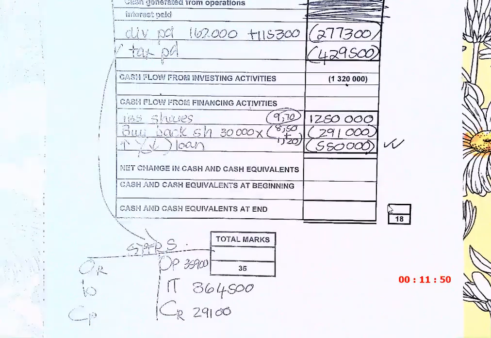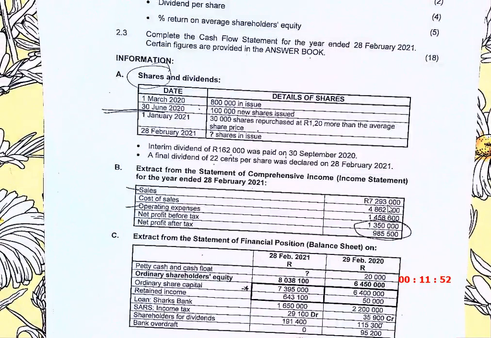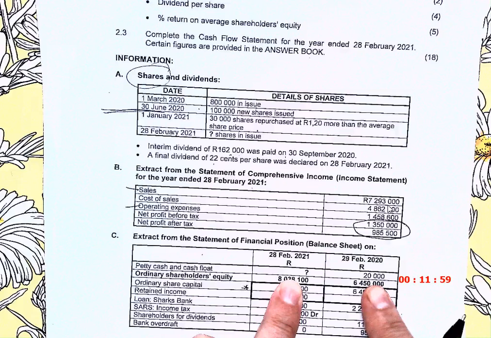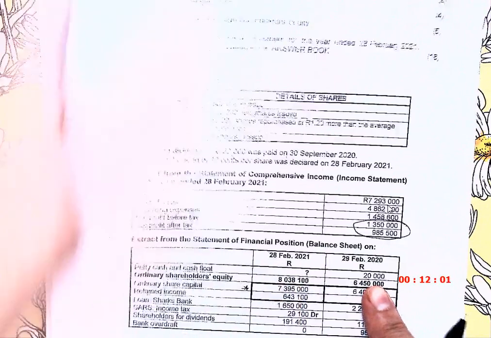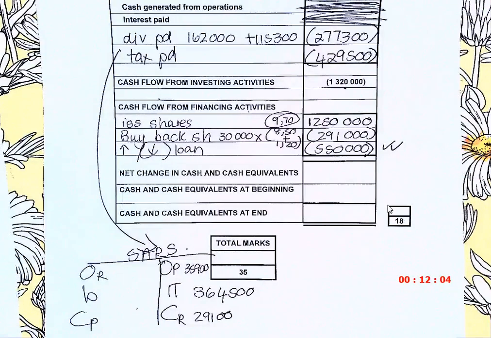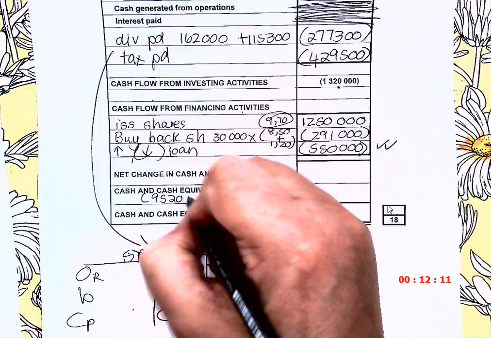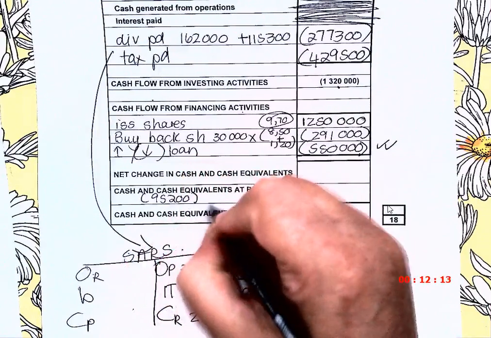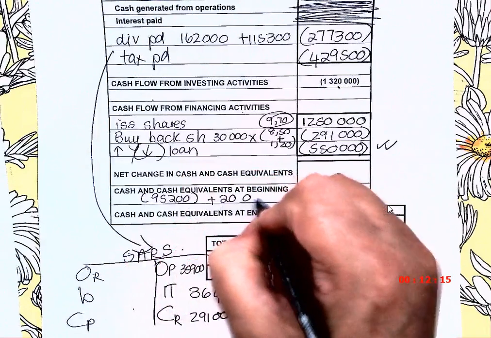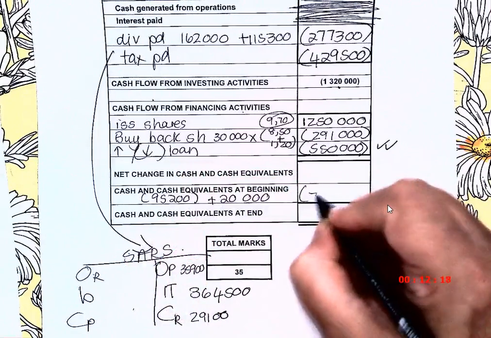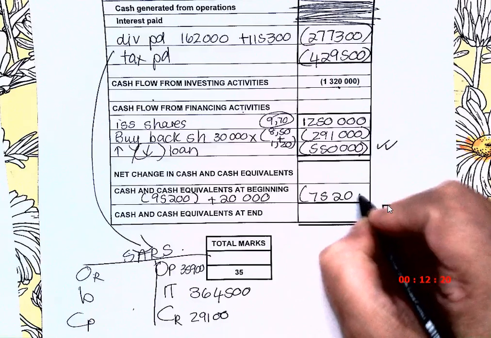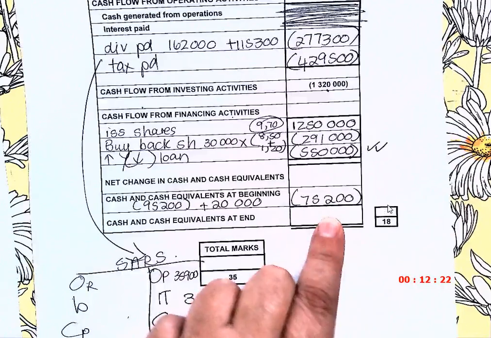Okay. Now, let's see, what do they give me for cash? They give me the bank overdraft, and do they give me cash equivalents? Where? Oh, the opening there. They only give me the opening. So now they twist it a bit. So the opening, I have a bank overdraft of 95.2 and cash of 20. So this gives me 75.2.